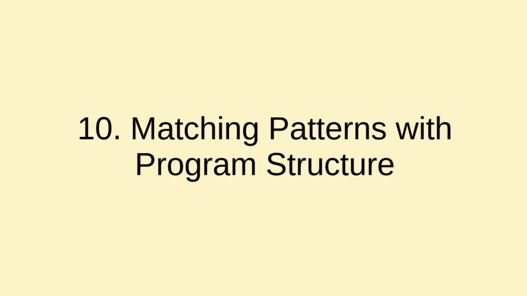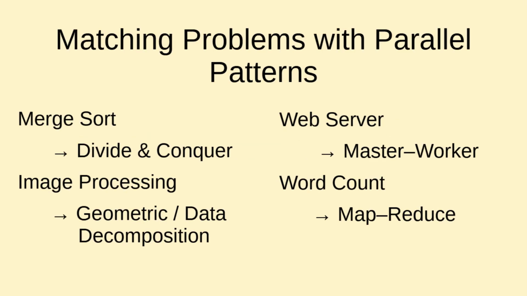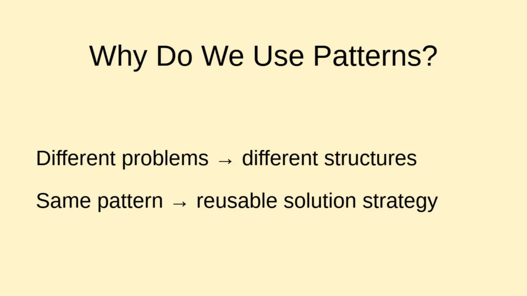Now, the final question is, how do we choose the right parallel pattern for a problem? Different problems naturally fit different parallel decomposition strategies. For example, merge sort fits divide and conquer, image processing fits data decomposition, web servers often use a master worker, and word count is a classic map reduce problem. Each of these patterns represents a reusable way of structuring parallel programs. Instead of designing parallelism from scratch every time, we map the problem to a known pattern. This helps simplify design and improves correctness and performance.